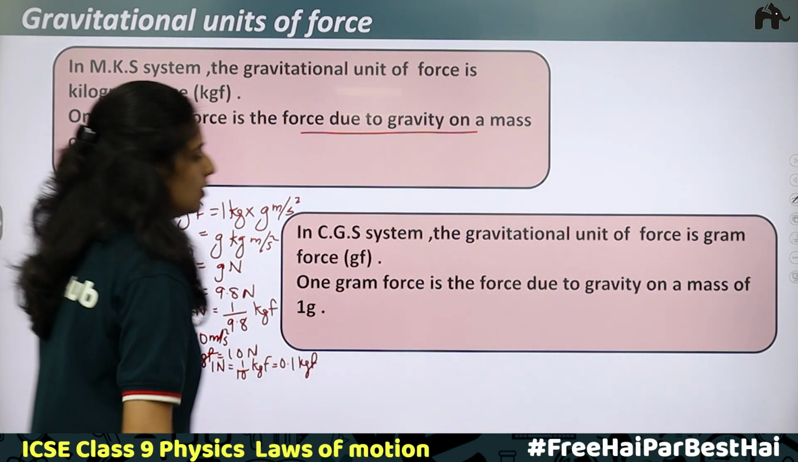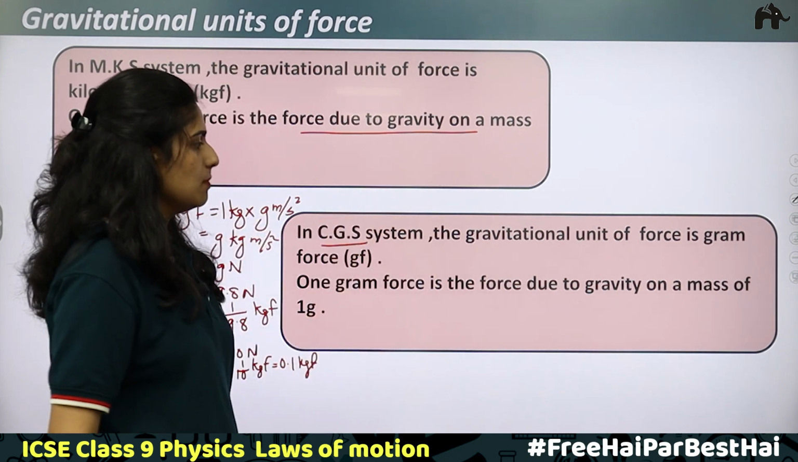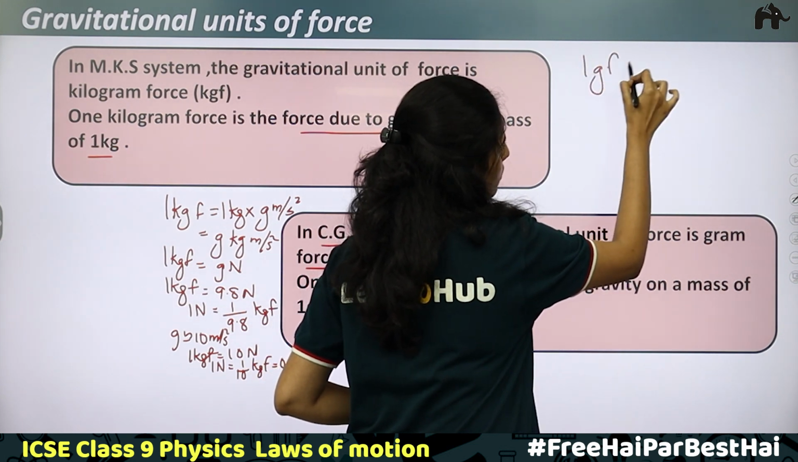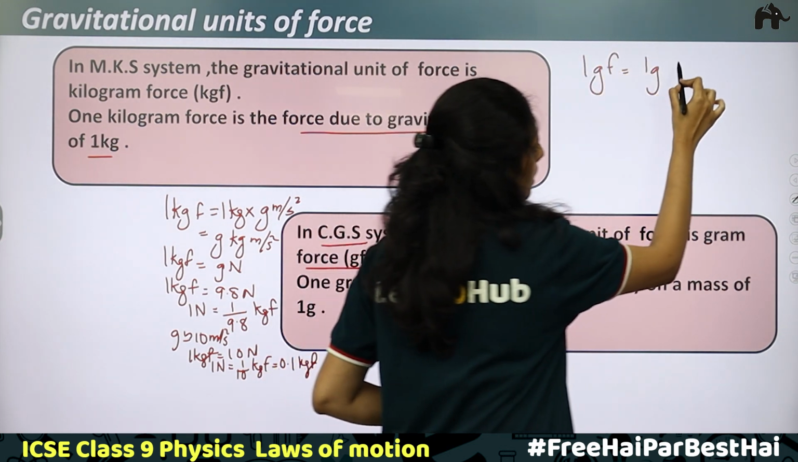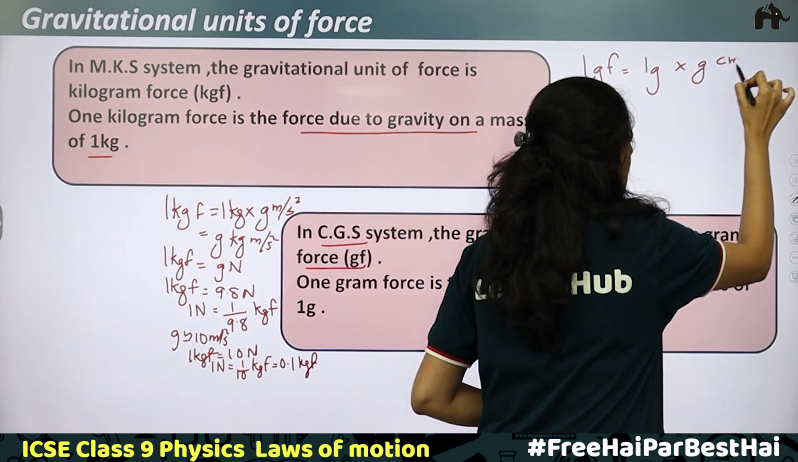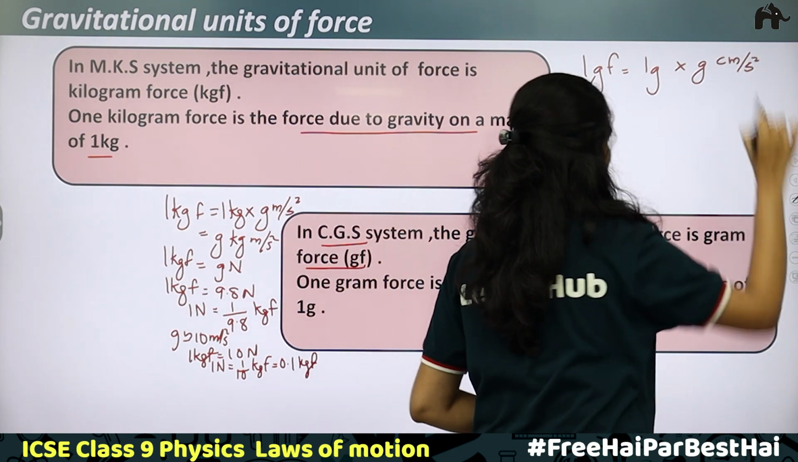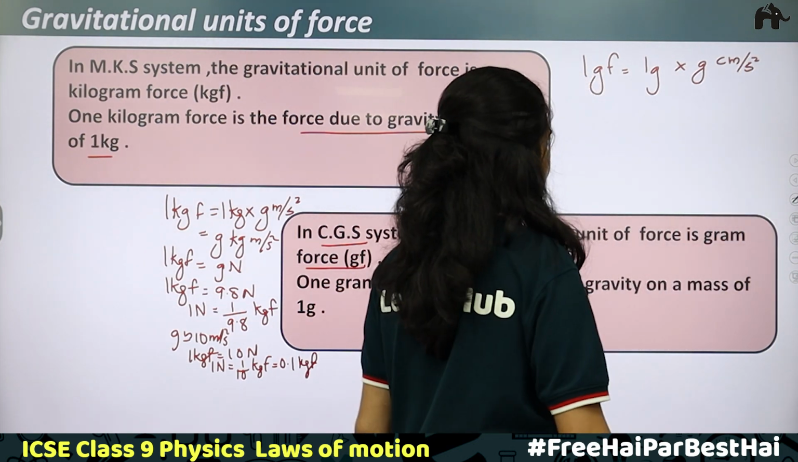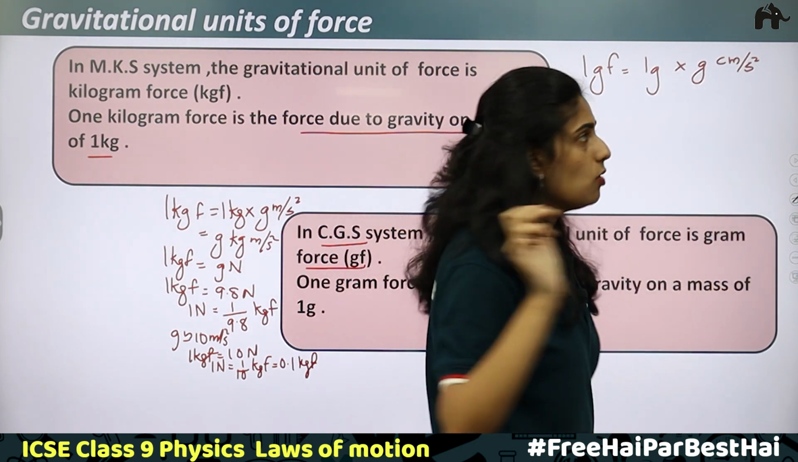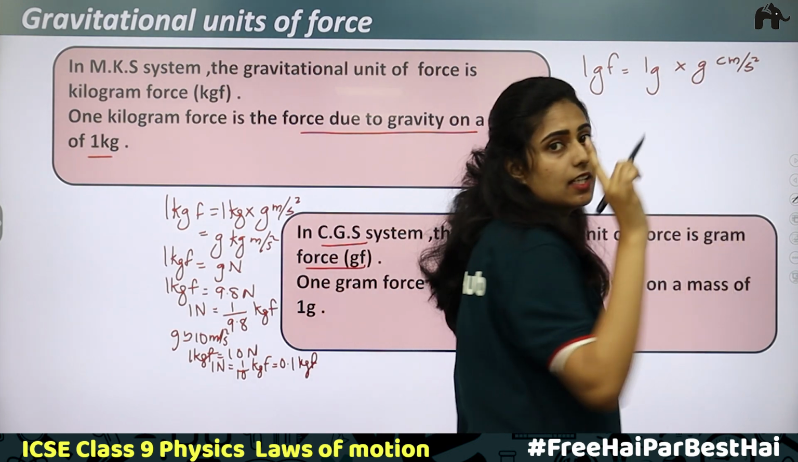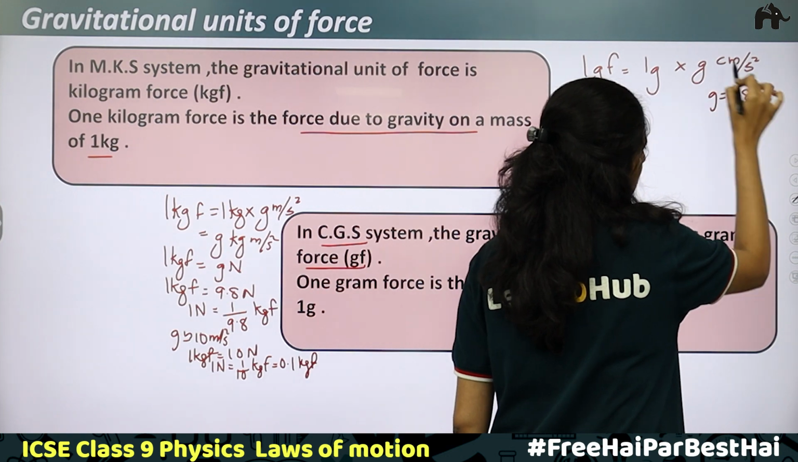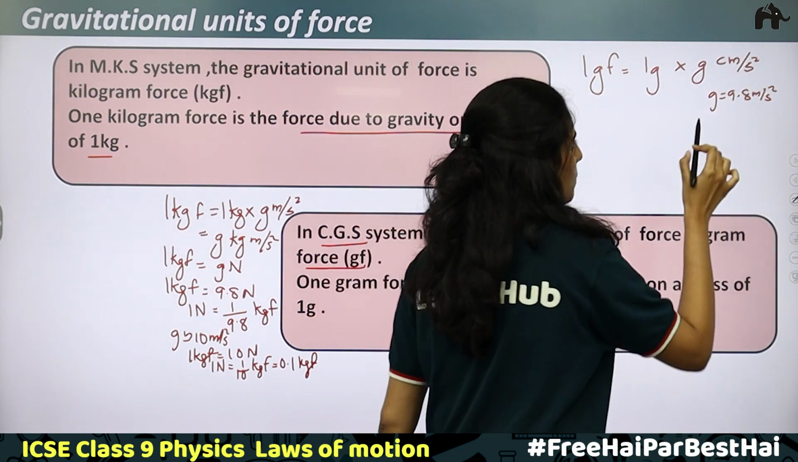Okay, and now in the CGS system, the gravitational unit of force is gram force. So then what is 1 gram force? It will be mass 1 gram into acceleration due to gravity g in centimeter per second square. Okay, so here you have to remember the g value. What will be the g value now? G value, we know that it is 9.8 meter per second square. So if you are taking in centimeters, then what will be the g value?